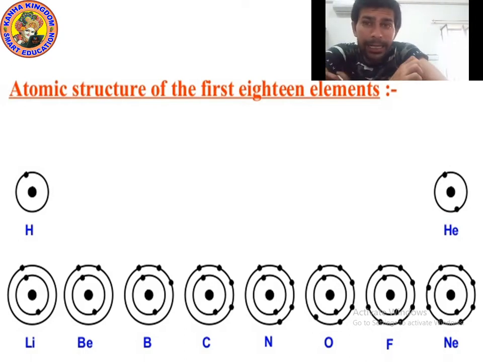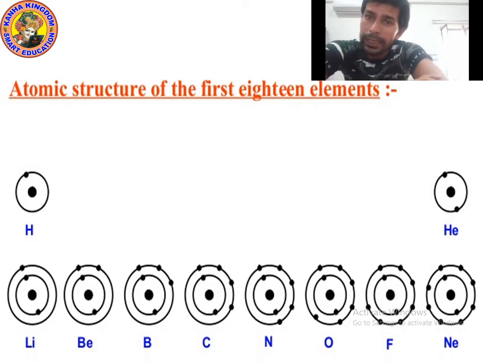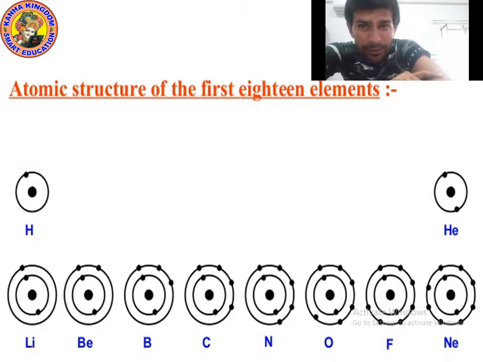Now next is helium, He. In He, how many electrons are present? 2. Now draw the atomic structure. We will draw the first circle, and in the first circle we can fill a maximum of 2 electrons. Helium has 2 electrons, so we will draw 2 black dots, which are representing electrons.